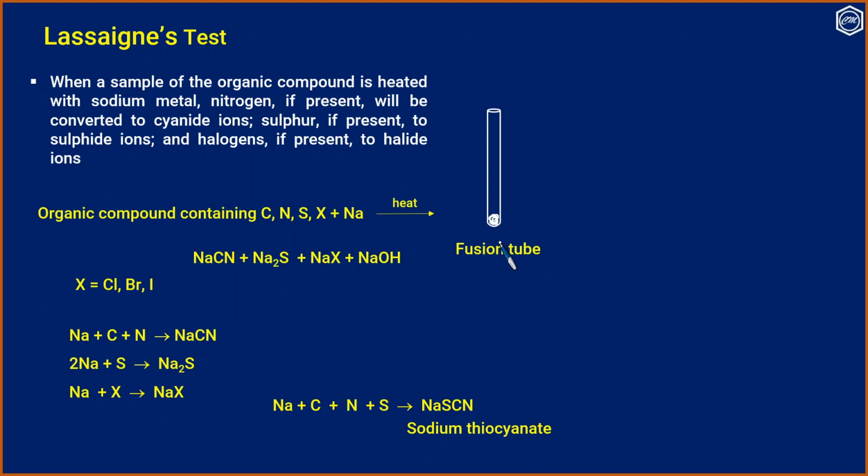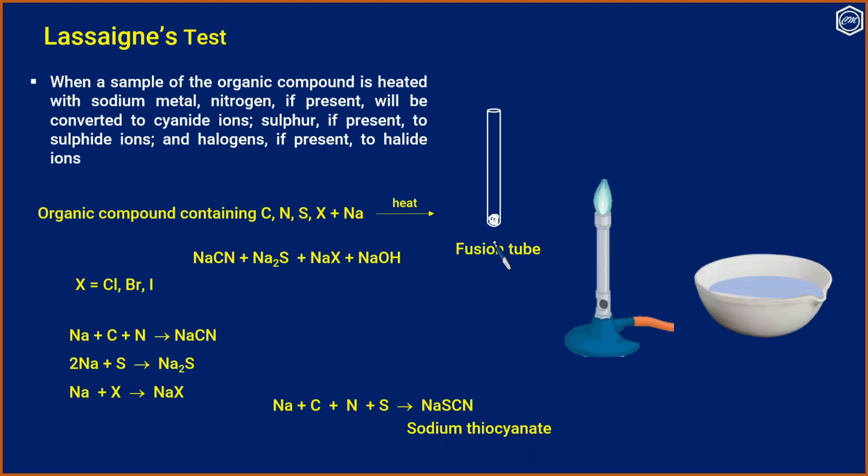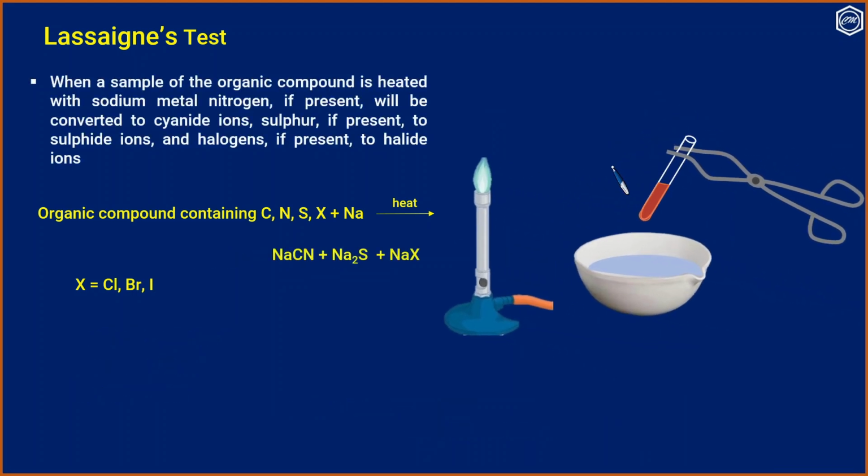Cool the ignition tube and then add a pinch of the organic compound into the ignition tube so as to cover the sodium metal completely with the organic compound. Now heat the ignition tube gently in the flame. Continue heating so that the ignition tube becomes red hot. Now drop the ignition tube quickly into the china dish containing about 15 ml distilled water.